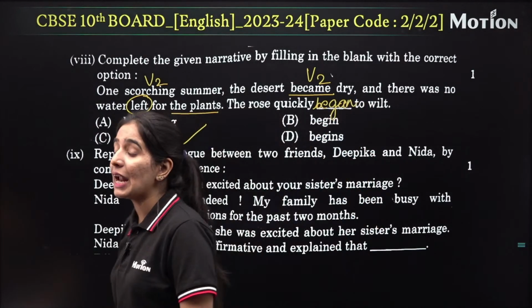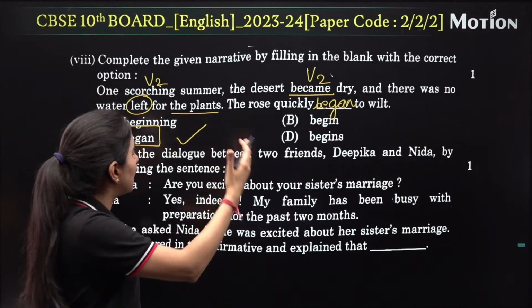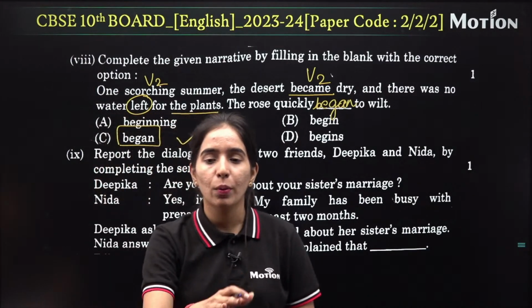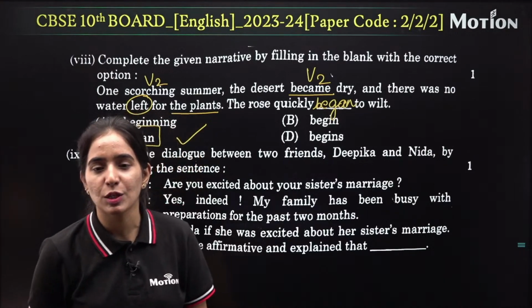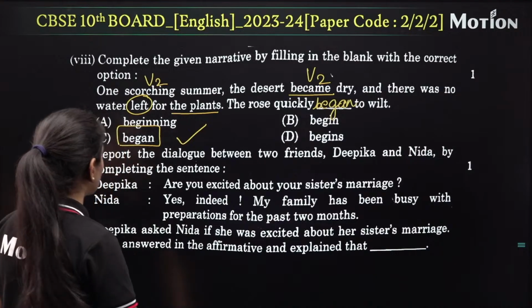So it began to wilt. Okay, began is your second form of verb. You cannot select any other answer, begin or begins. It would be wrong. Okay, Chandan Shankar, we will definitely do it. Don't worry. Just wait for the next 5-6 minutes more. Okay, and we'll come to that also. Let's move to the next question.